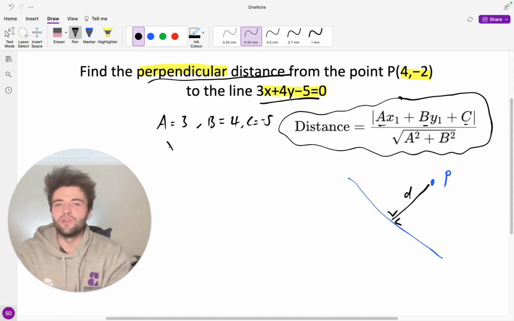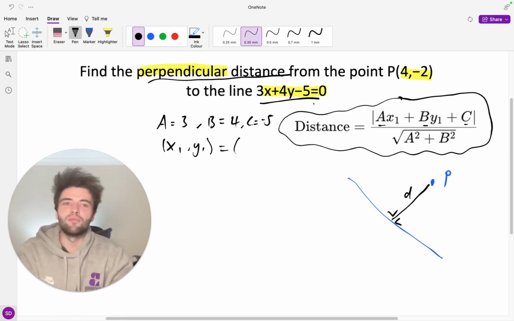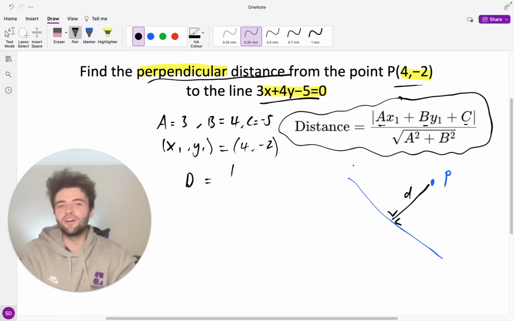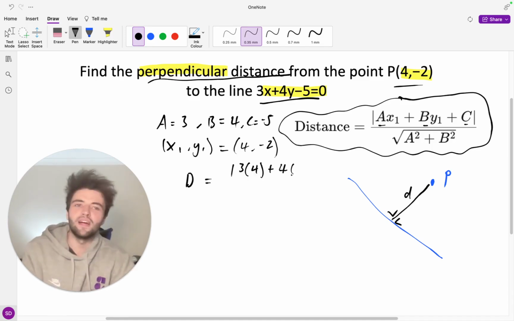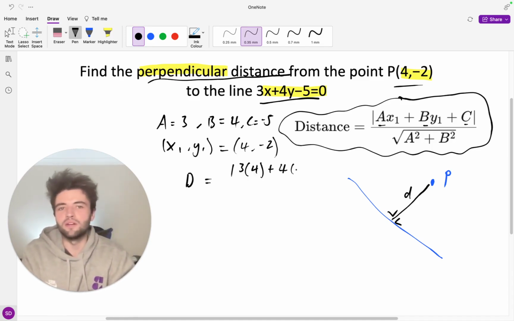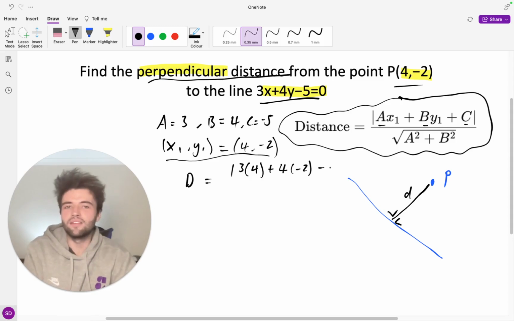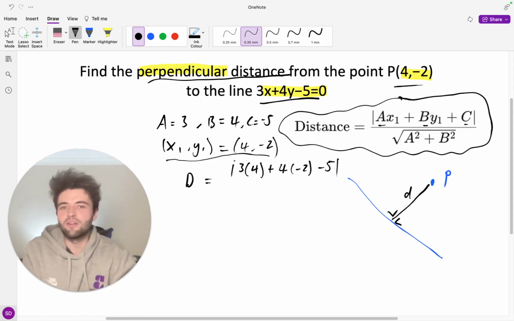For x1, y1, we simply use the coordinates of our point P in the question, which is (4, -2). We're going to plug those in now. So we can set up our equation to find the distance D. We start by multiplying A by x1, that's 3 times 4. Then we have B times y1, which is 4 times -2. Again, we're just reading straight from the labels we've set up. Then we add the -5 at the end. That's how our top line looks.